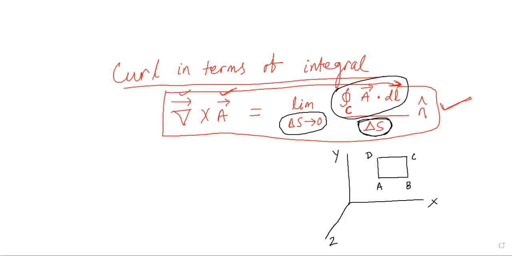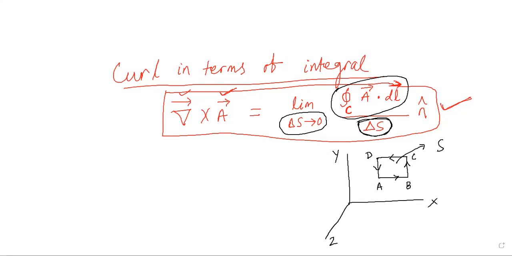Suppose this is the path through which the vector moves from a to b, b to c, then c to d, and then d to a. You can see the line segments ab, bc, cd, da are all individual paths, and they are closed, they are connected. So these paths are connected to give you a surface, the surface which is enclosed by this path.